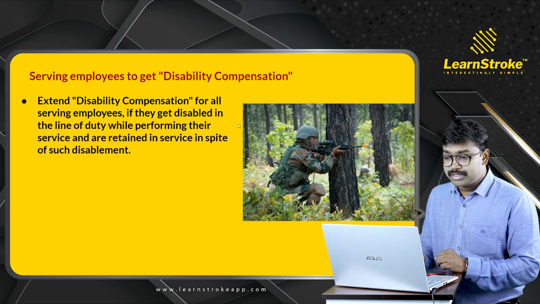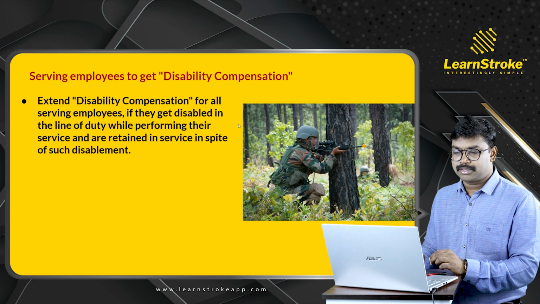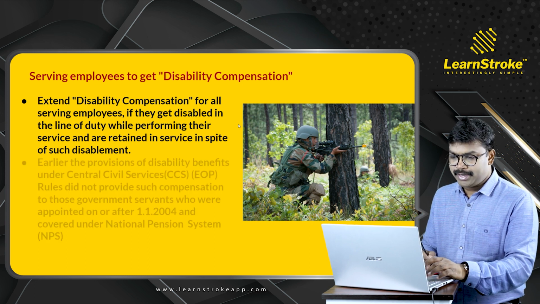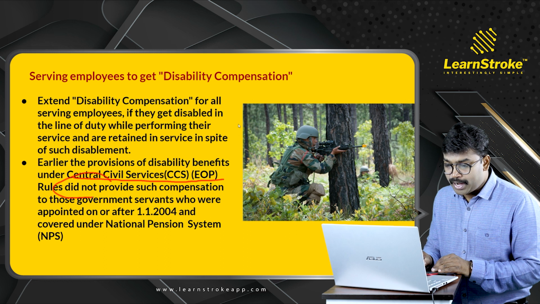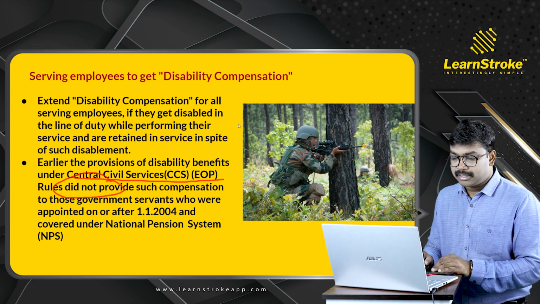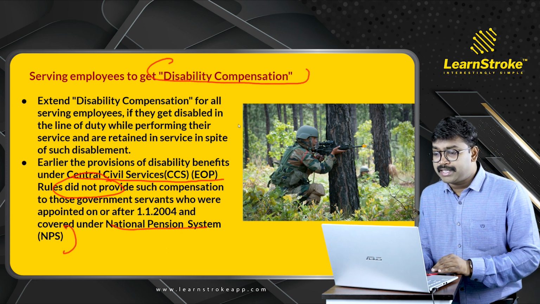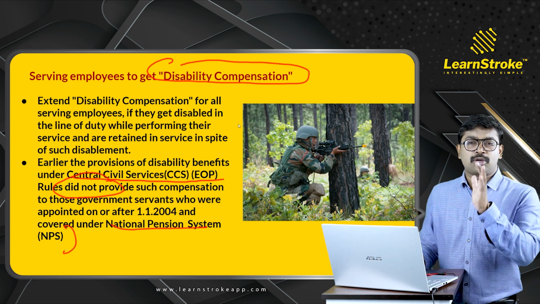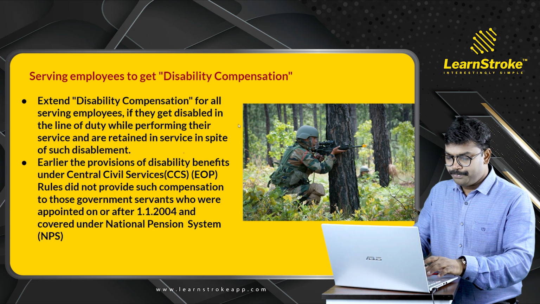Disability compensation for serving employees if they get disabled in the line of duty while performing their service. So that is a key important point. So earlier, the disability provisions under Central Civil Services, the CCS EOP rules, did not provide such compensation to those government servants who were appointed under the National Pension System. So now disability compensation for those who get disabled in the line of duty is a good measure indeed. So this is an important current affair that you should know.